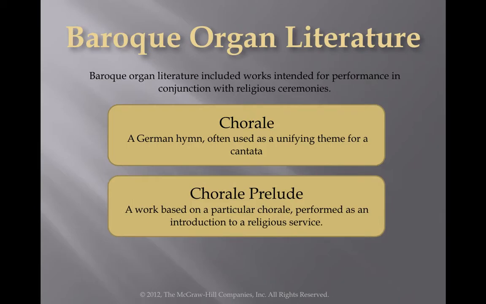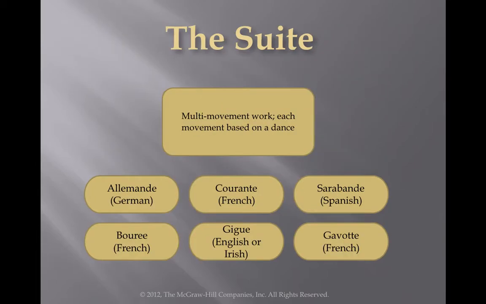Moving on, we will be talking about organ literature. The organ was a very popular instrument in the Baroque period, often called the king of instruments. Two pieces that were often played on the organ include the chorale, also known as a hymn, usually a four-part harmony, homophonic piece of music, as well as the chorale prelude, a work based on a chorale where the player or the composer would improvise, or develop a melody that is based off of a chorale.